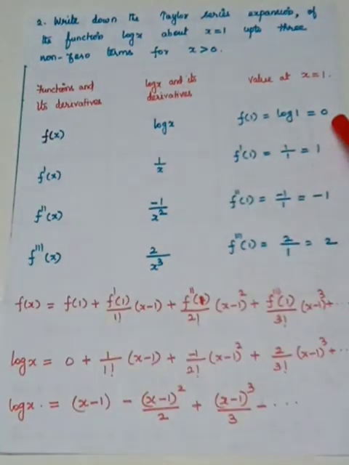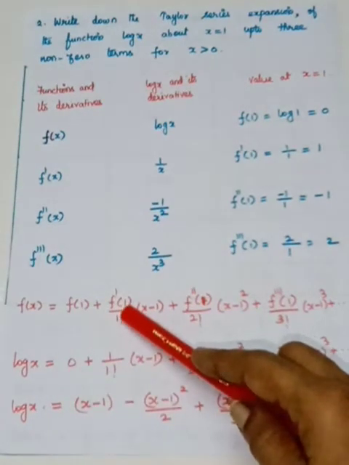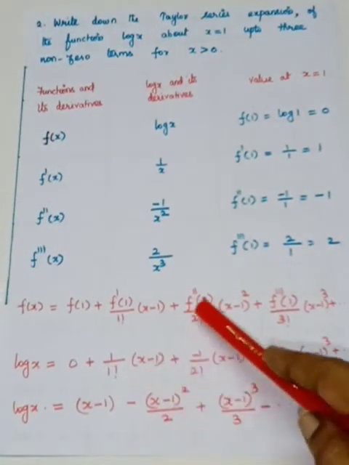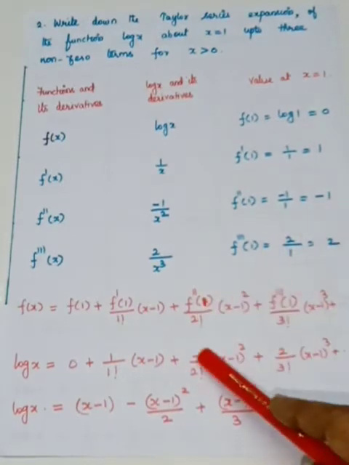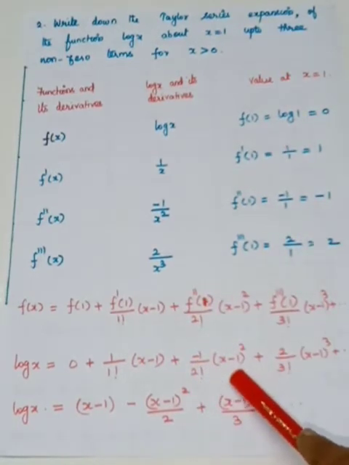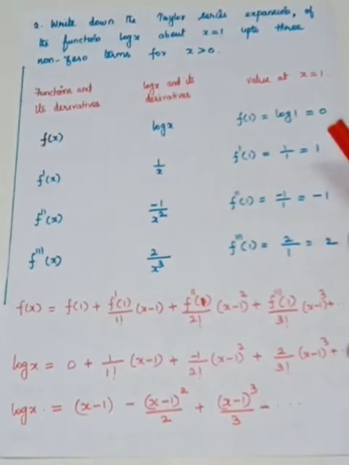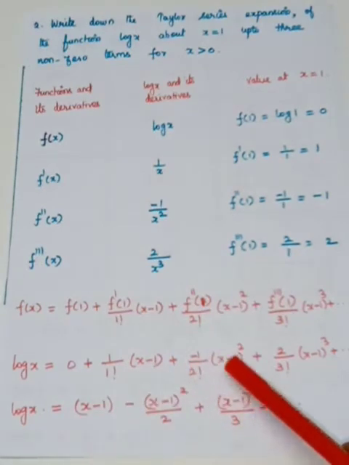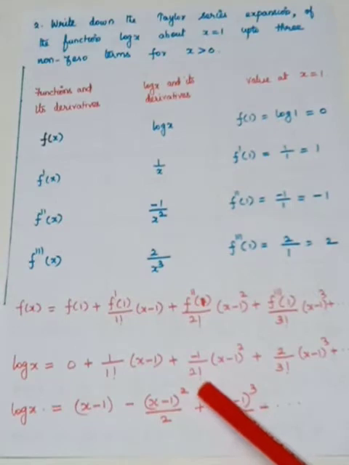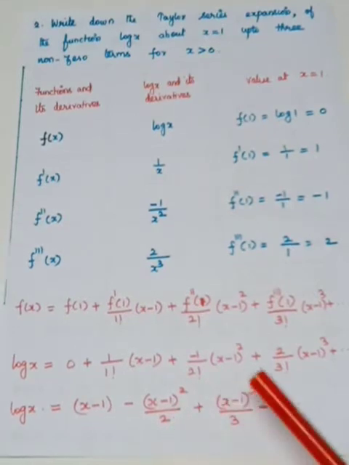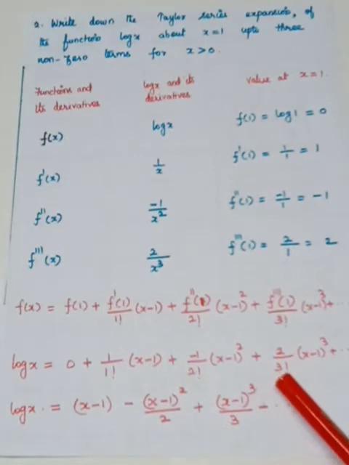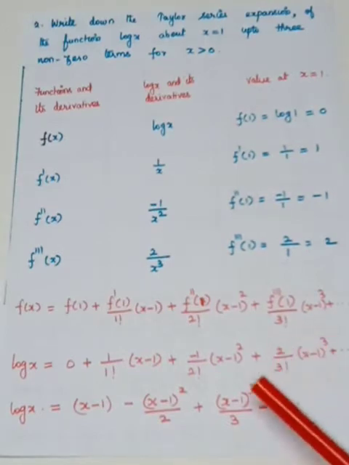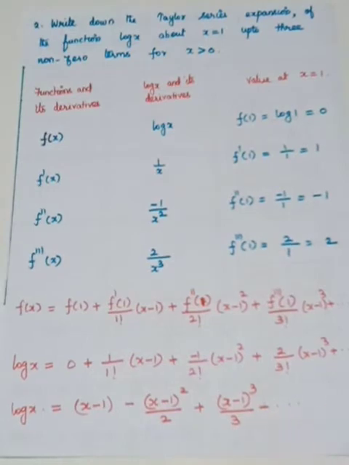So f of 1 is 0. And f dash of 1 is 1. 1 by 1 factorial into x minus 1. Next one, f double dash of 1 is minus 1. So minus 1 by 2 factorial into x minus 1 the whole square. Plus f triple dash of 1 is what? It is 2. 2 divided by 3 factorial into x minus 1 the whole cube plus etc. So if we expand, here it will be x minus 1. So minus x minus 1 the whole square by 2 factorial. What is 2 factorial? It is 1 into 2, that is 2. And x minus 1 the whole cube. Here 3 factorial is 1 into 2 into 3. 2 getting cancelled. So divided by 3, minus etc.